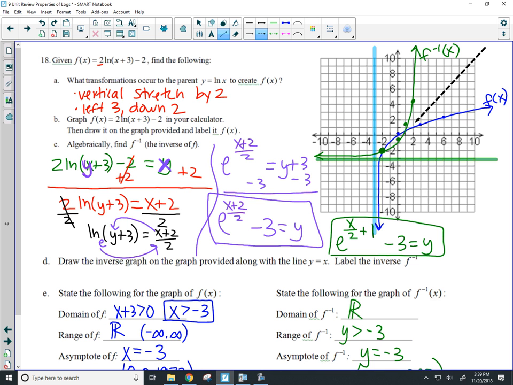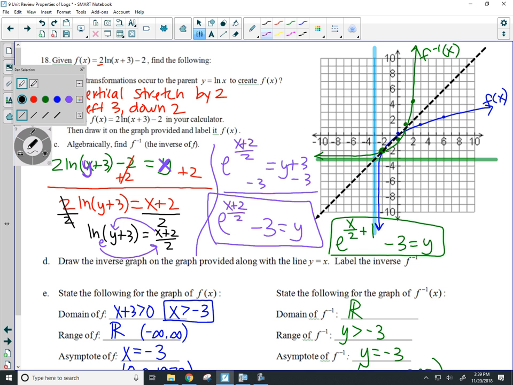And notice as I do this, what should happen if I did a good graph is that if the two graphs overlap each other, in this case they do twice, the line y equals x should overlap them as well. So it looks like my graph looks pretty good on the left, could be better on the right, but I tried. So this would be y equals x.